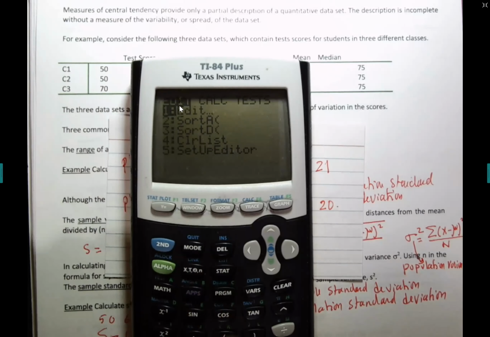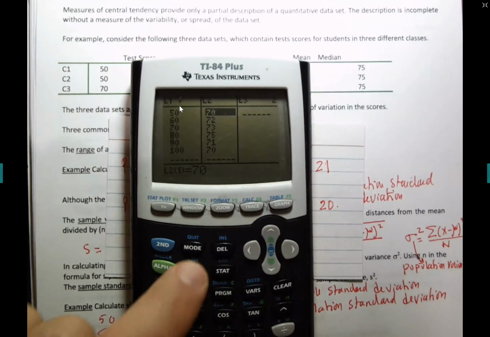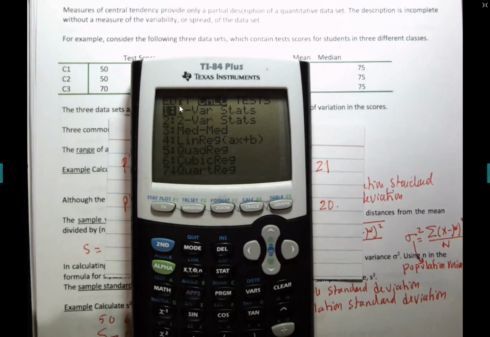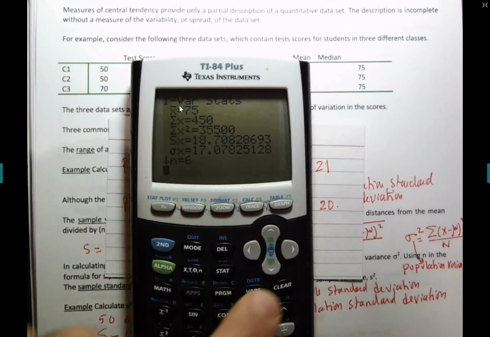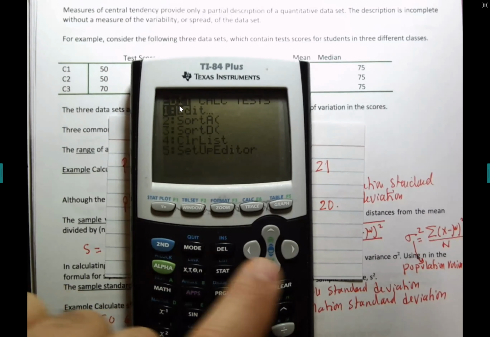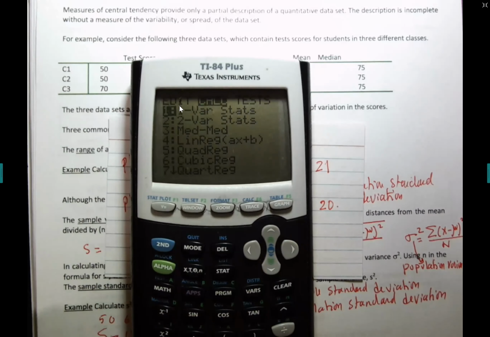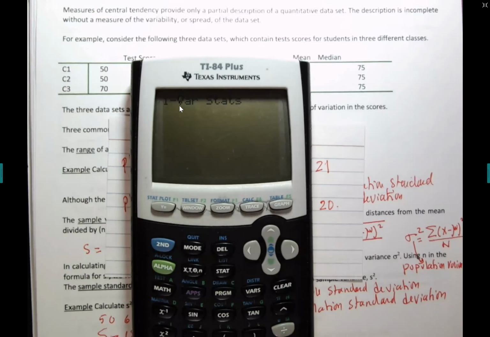You go to stat, edit, stat, calc, one variable statistic. By default, this calculator is programmed to execute L1. So if you press enter, it's going to do L1 for us. And I got the standard deviation, which is 18.7. Now we need the standard deviation from L2. Look how you do it. You go stat, calc, one variable statistic. Well, if you guys press enter, the same thing is going to happen. So you need to tell the calculator now that you are using L2.